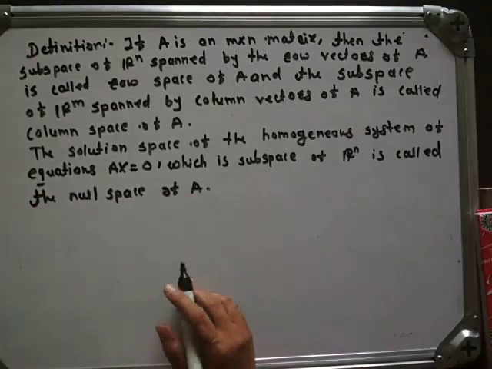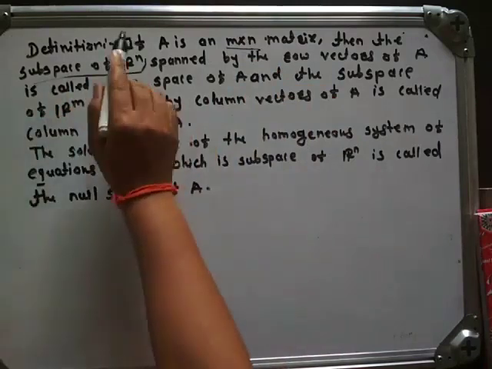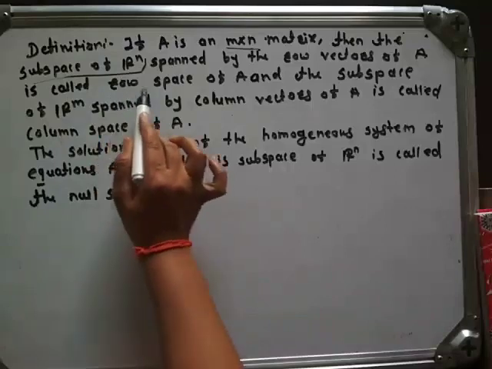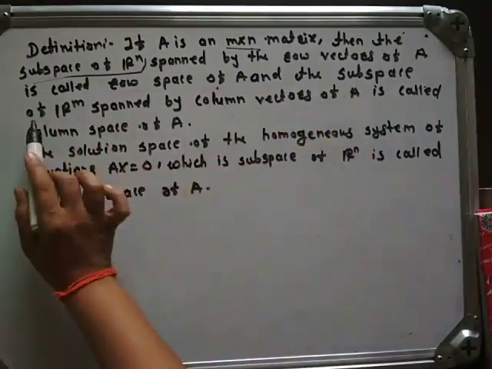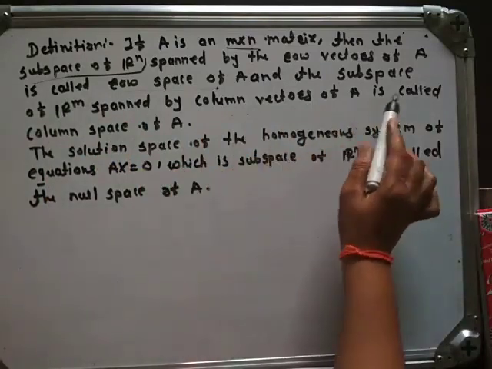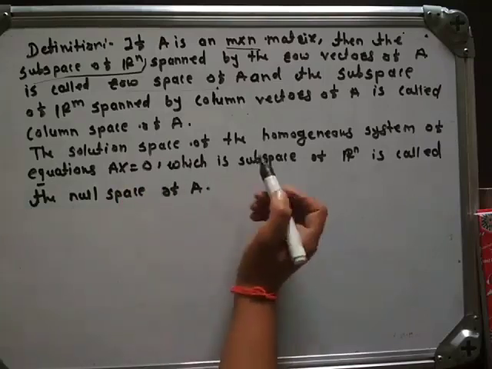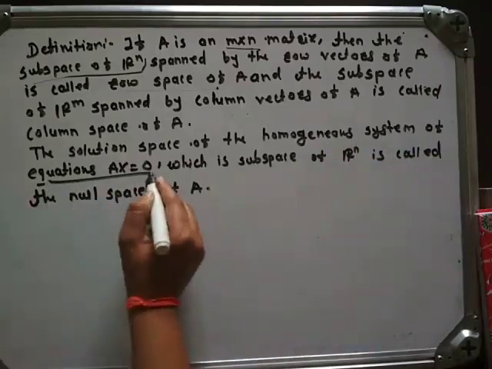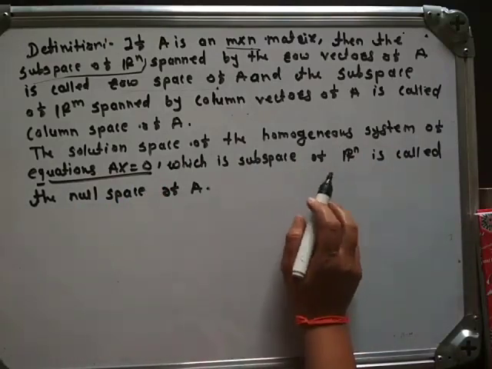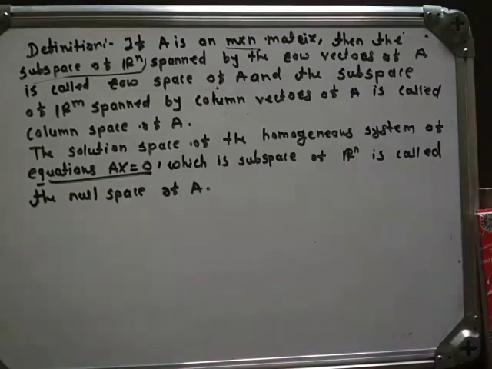See here, students. If A is an m by n matrix, then the subspace of Rn spanned by the row vectors of A is called the row space of A, and the subspace of Rm spanned by the column vectors of A is called the column space of A. The solution space of the homogeneous system Ax equals 0, which is a subspace of Rn, is called the null space of A.